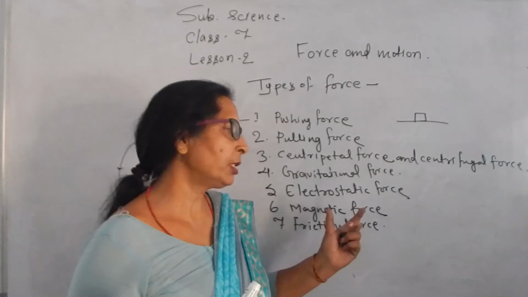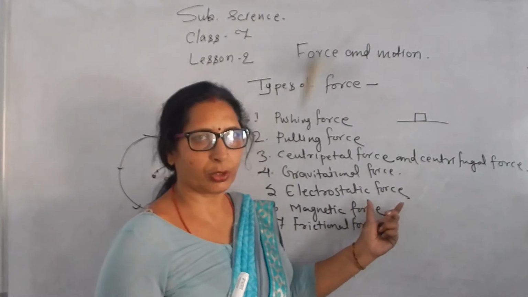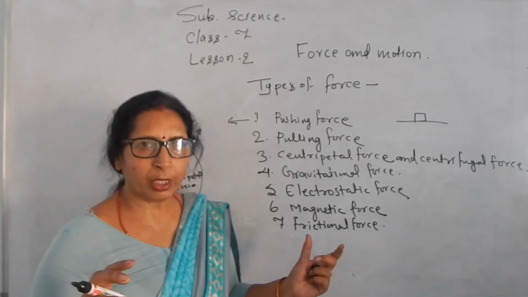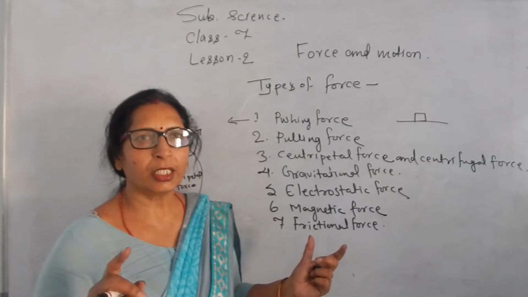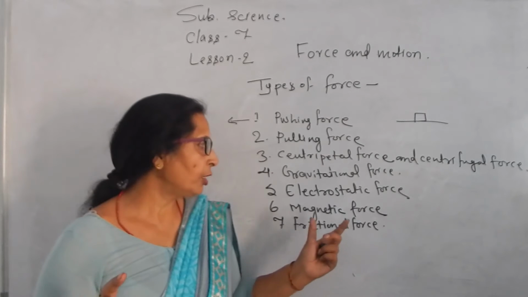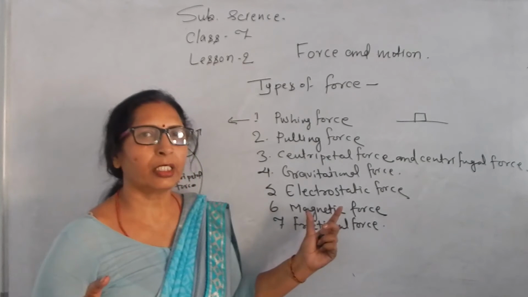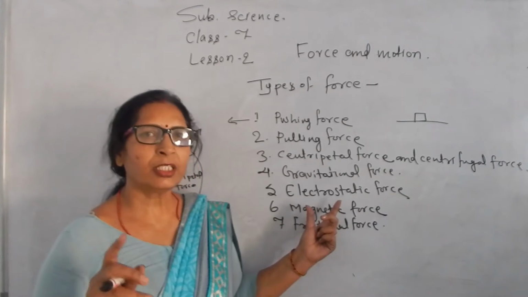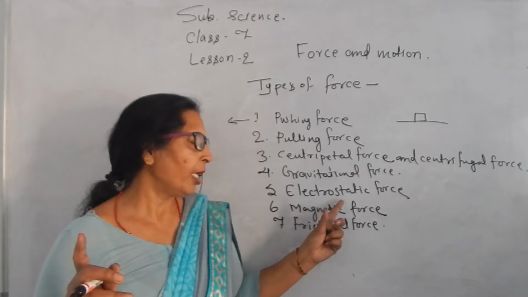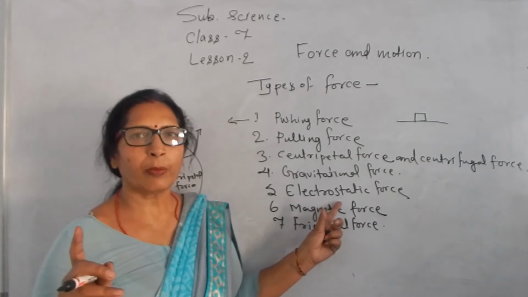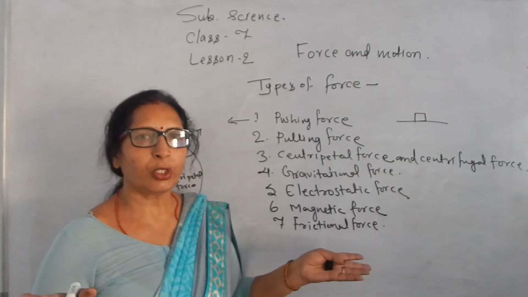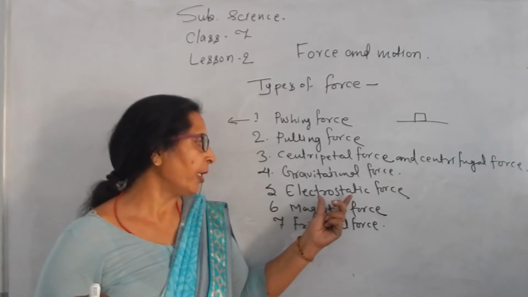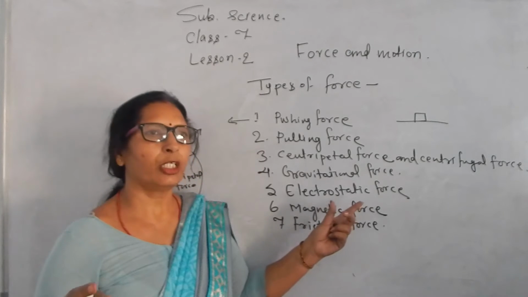And what is the force? Electrostatic force. The force produced in a body due to the change in the number of electrons is called electrostatic force. And the electricity produced due to the change in the number of electrons is called static electricity. In this way, we can get the electrostatic force.